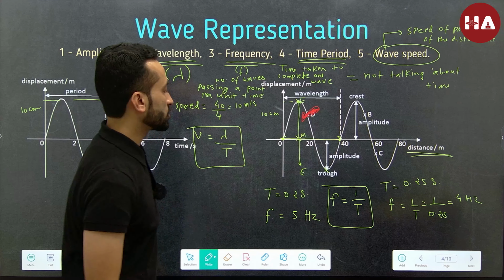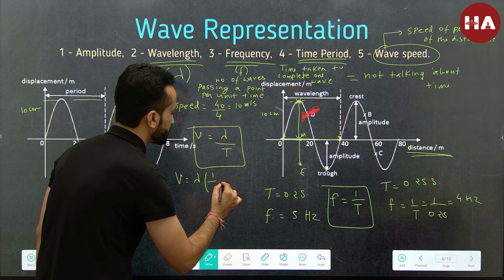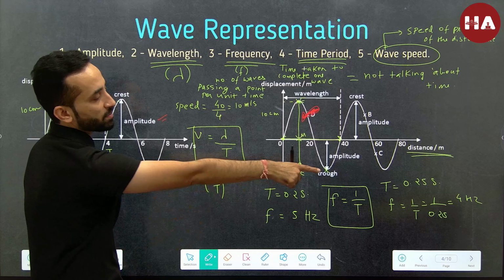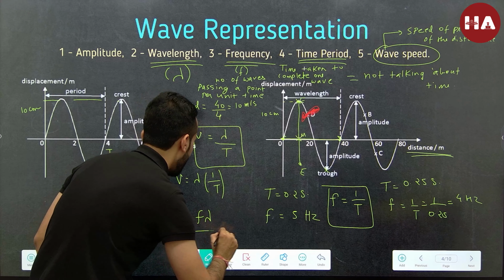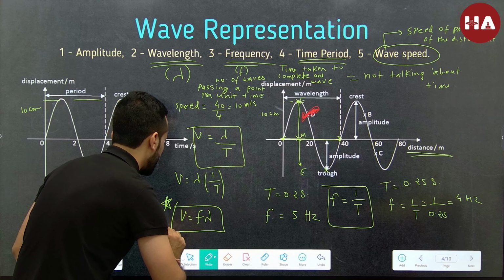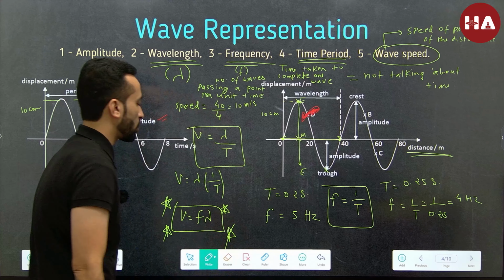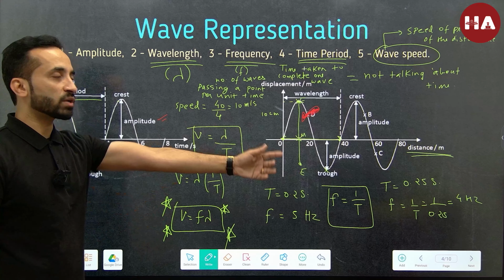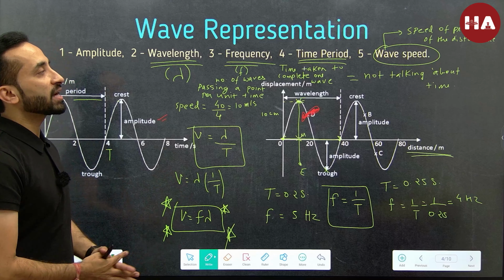Right students? So can you rewrite this now? Of course you can. Can I write this as 1 by T? And what is 1 by T? f. So v is equal to f into lambda. This is the main expression, students, on this slide that you're seeing. This is the most important thing, that v is equal to f lambda, where v is the speed with which the wave is propagating, f is the frequency and lambda is the wavelength.